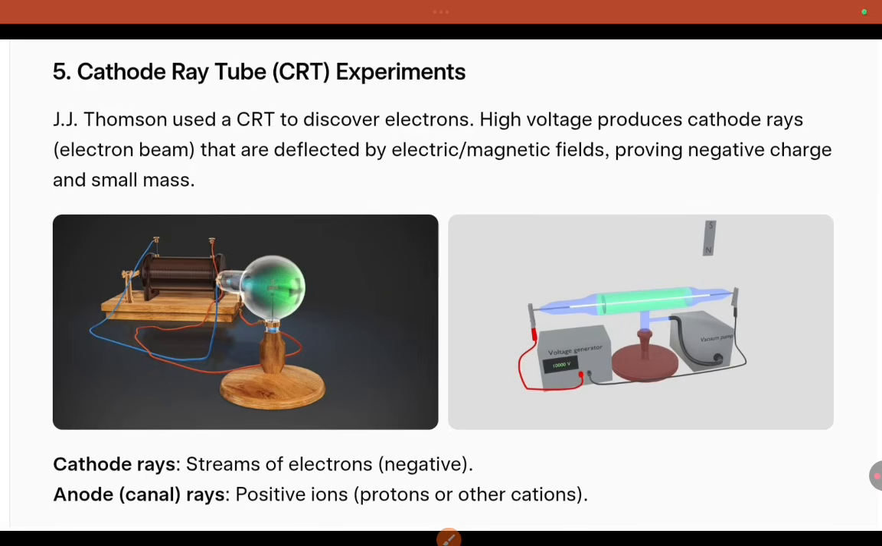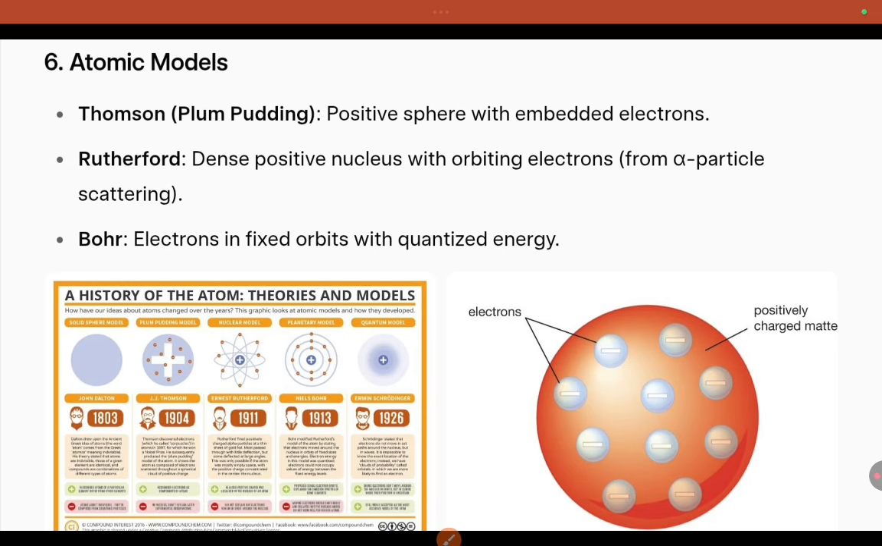Next one, anode rays. Positive ions or protons are known as anode rays. So this is the experimental setup as done by Mr. Thomson. Next, atomic models. What is an atomic model?